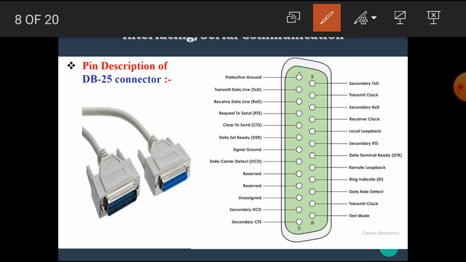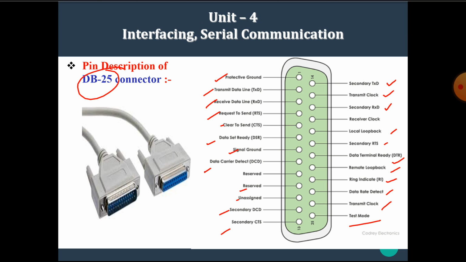Okay, and the pins are the protective ground, transmit data line, receive data line, request to send, clear to send, data set ready, signal ground, data carrier detect, reserved, unassigned, secondary DCD, secondary CTS, secondary TxD, that means secondary transmitting line, transmit clock, secondary receiving line, receiver clock, local loopback, secondary RTS, data terminal ready, that means DTR, remote loopback, ring indicator RI, data rate detect, transmit clock, and test mode. These are the pins of the DB25 connector.